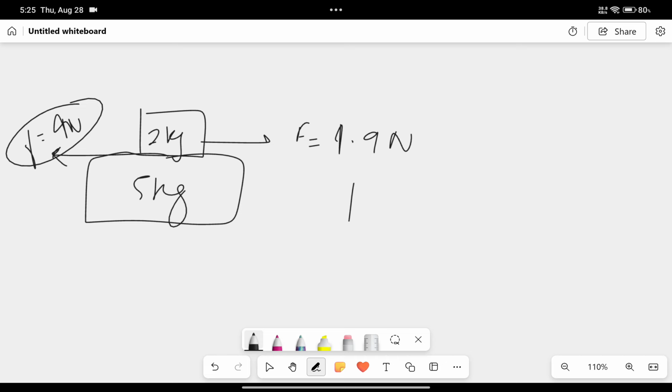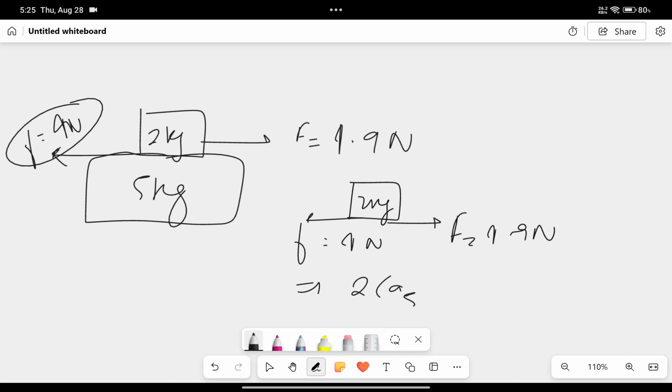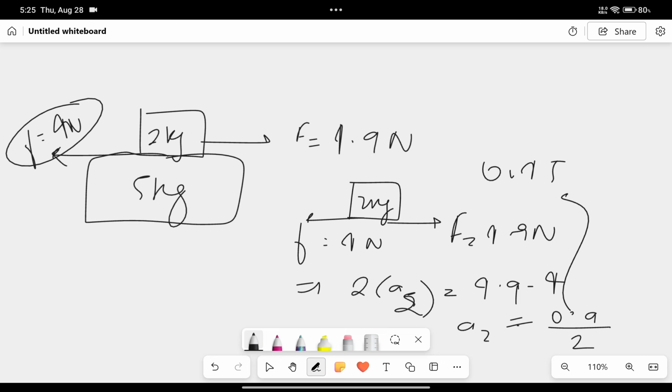Now if you look at the FBD of the 2 kg block, the friction of 4 newtons is applied in this direction, and the force of 4.9 newton is applied in this direction. If you calculate, 2 into acceleration of 2 will be 4.9 minus 4. So acceleration will be 0.9 divided by 2, which will come out to be 0.45. Wait with me till the end, you'll definitely learn something better.